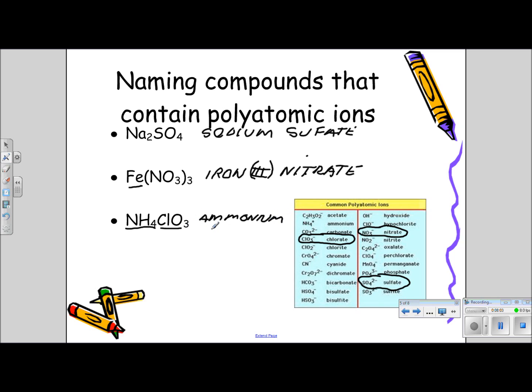And then we're going to locate the ion ClO3, and that is chlorate. So it is ammonium chlorate.